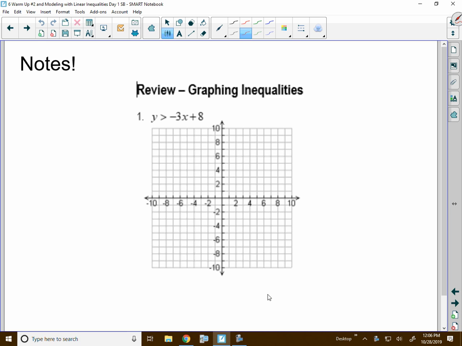First things first, what do I graph from my equation first? What do I graph first? 8, right? That is my y-intercept. I'm going to graph 8. And then my slope is negative 3 over 1. So we go down 3 over 1. That line should be going down from left to right once you put that slope in there.